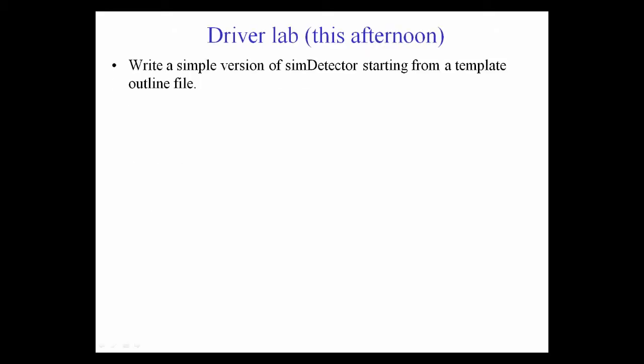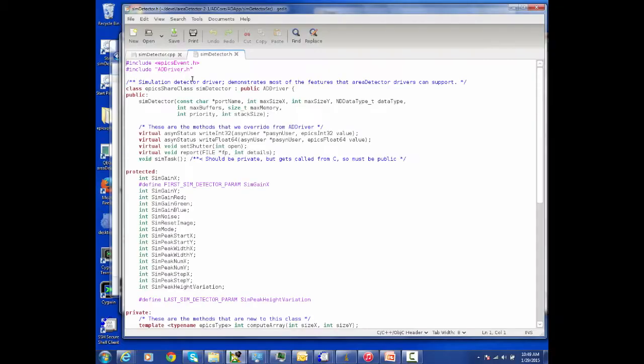And then this afternoon, the plan is that you'd write a simple version of the SIM detector starting from a template outline file. But I have a full-blown version of the stripped down SIM detector, the simple one, that you can use for reference as well. And of course, there's the full-blown SIM detector, but that's fairly complicated. That's definitely more than a day's work. And if you've got your own copy of SIM detector on your laptop, you can go look at that, since this is hard to read.